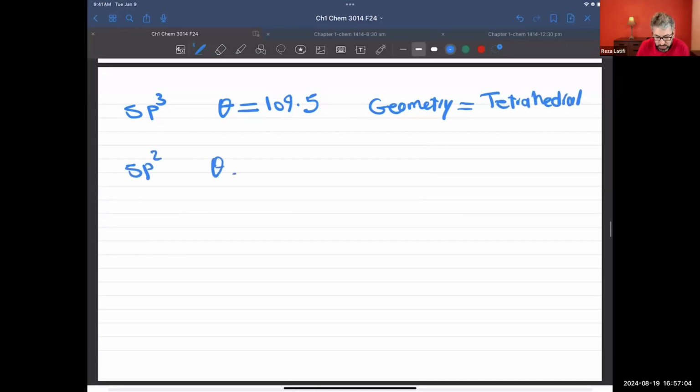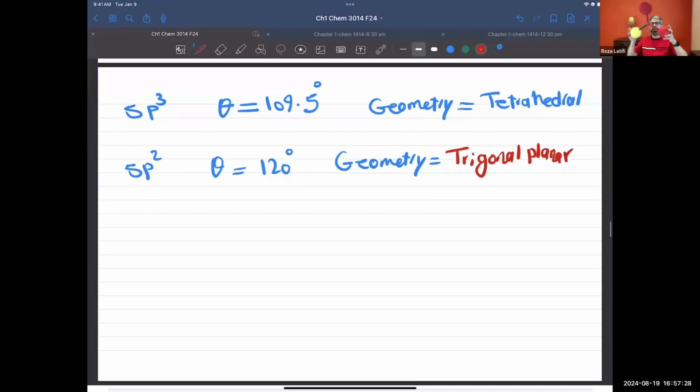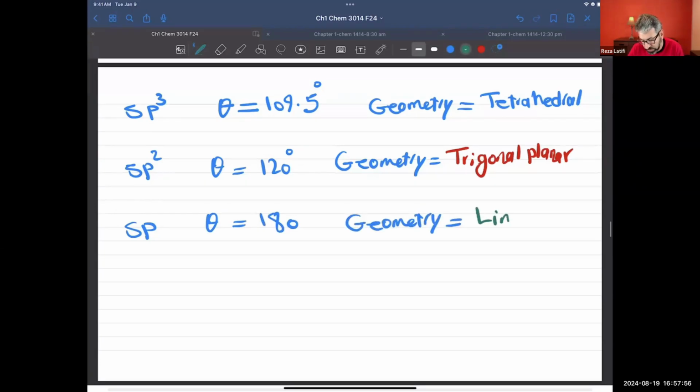sp2 has a bond angle expected to be around 120 degrees, and the geometry is expected to be trigonal planar. I'm talking about this geometry. It's completely flat. What's the bond angle between the yellow, red, and yellow atoms? The bond angle here is around 120. The system is completely flat. And how about sp? The expected bond angle is 180, and we expect the geometry to be linear. The sp3 hybridization is always going to give you tetrahedral geometry. sp2 will be flat and trigonal planar, and sp will always be linear geometry.